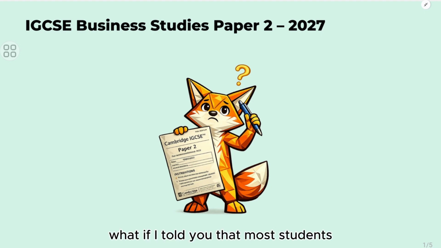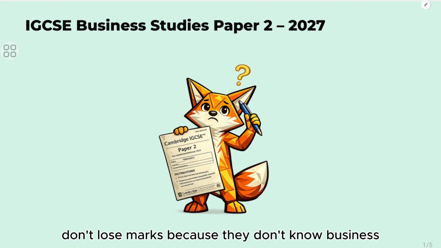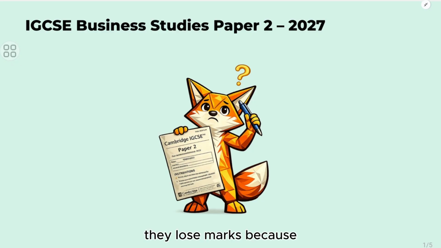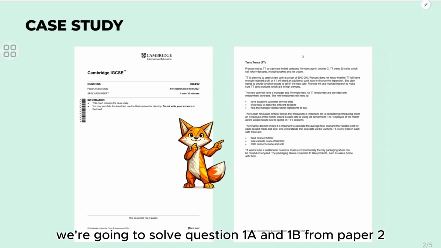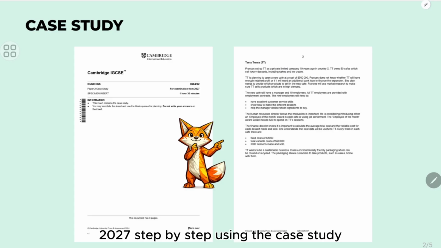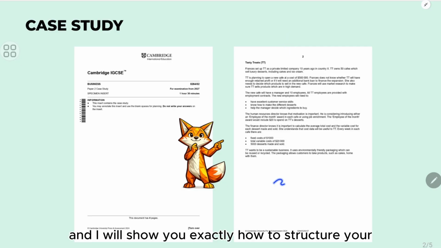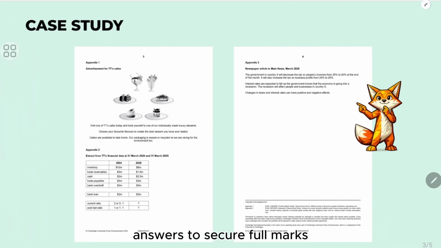What if I told you that most students don't lose marks because they don't know business? They lose marks because they don't understand how examiners think. In today's lesson, we're going to solve question 1A and 1B from Paper 2, 2027, step by step, using the case study, and I will show you exactly how to structure your answers to secure full marks.